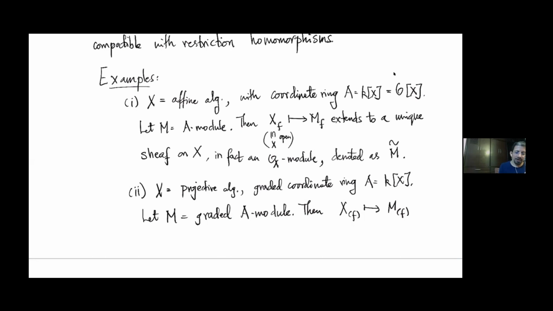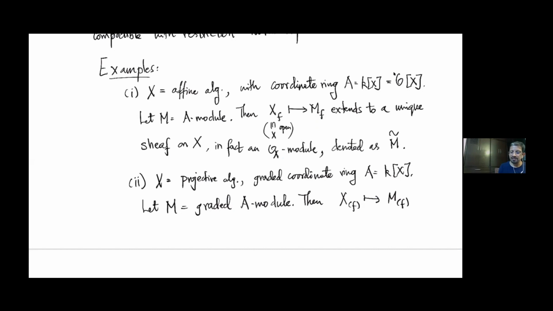Take a module M. Then you can give a basis for the Zariski topology on X, and the basis is the hypersurface complements. These are your smallest open sets because their complements are the largest closed sets, given by vanishing of one equation instead of many equations. So I take this basis, and on this basis, I assign X_f goes to M_f. If I do that, then one can easily show that it extends to a unique sheaf on X, which is in fact an O_X module. And this is denoted as M tilde.